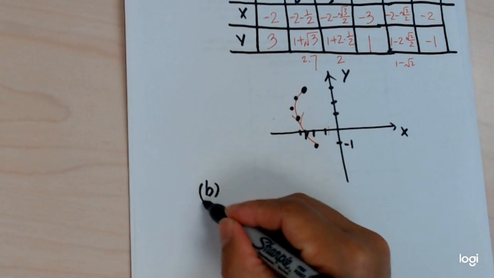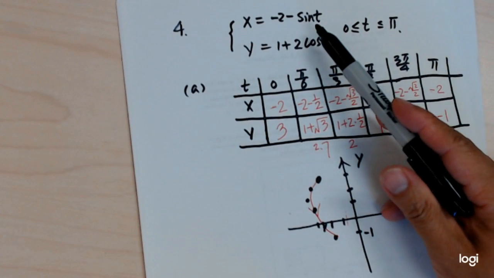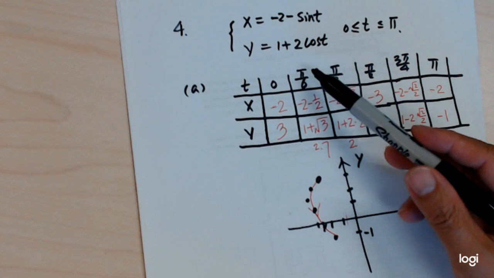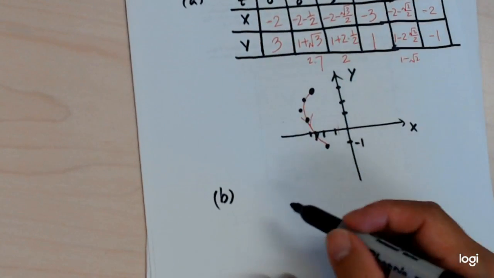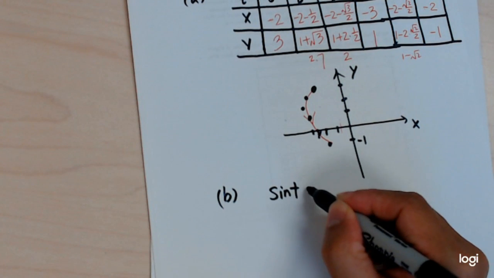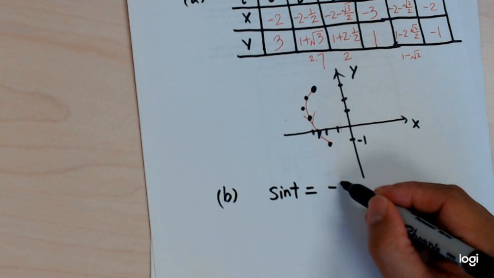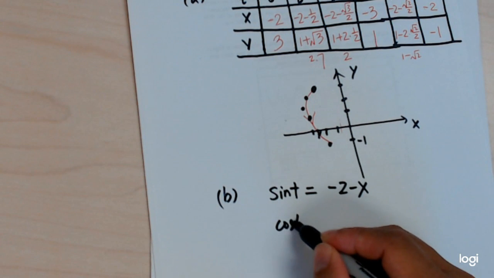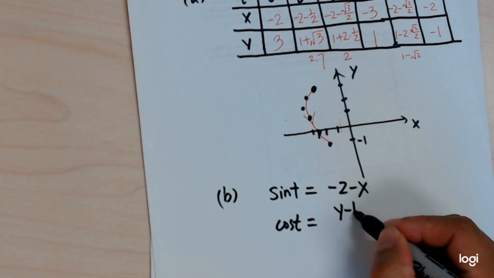Part B is asking to get rid of the parameter here. It's getting rid of t and coming up with the Cartesian equation. So here's what I will do. From the first equation, I solve for sine t. Turns out to be -2 minus x. And solve for cosine t. y minus 1 divided by 2.